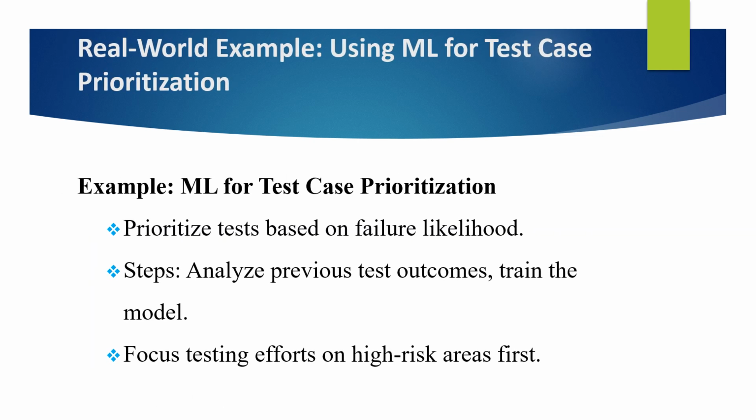Let's put theory into practice with an example. Imagine you have an application with hundreds of test cases, but limited time to run them all before each release. You can use machine learning to prioritize those tests. By analyzing historical test data, your model can predict which parts of the application are most likely to fail. It prioritizes those test cases, ensuring that your testing efforts are focused on the highest risk areas. Over time, the model improves, refining its predictions and making your testing process faster and more effective.